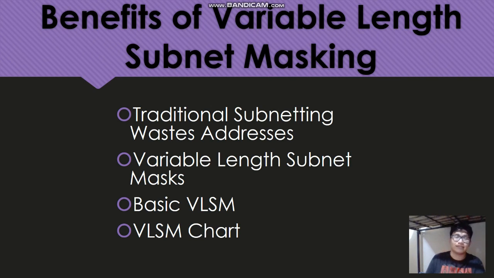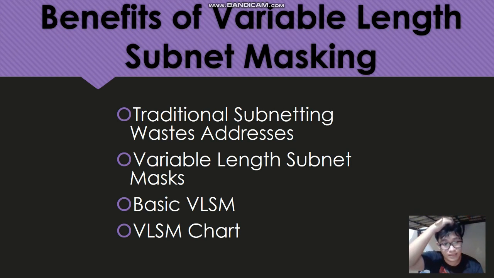Next one is the benefits of variable length subnet masking. Traditional subnetting wastes addresses. Using traditional subnetting, the same number of addresses is allocated for each subnet. If all the subnets have the same requirements for the number of hosts, this fixed size address block would be efficient. However, most often that is not the case.